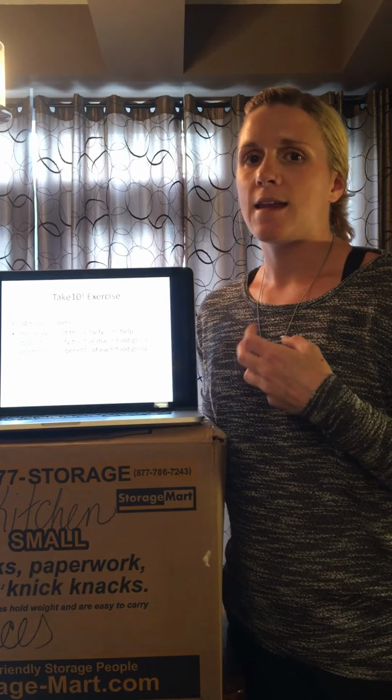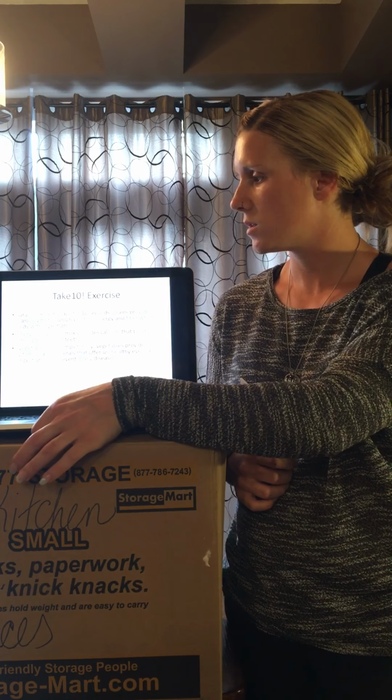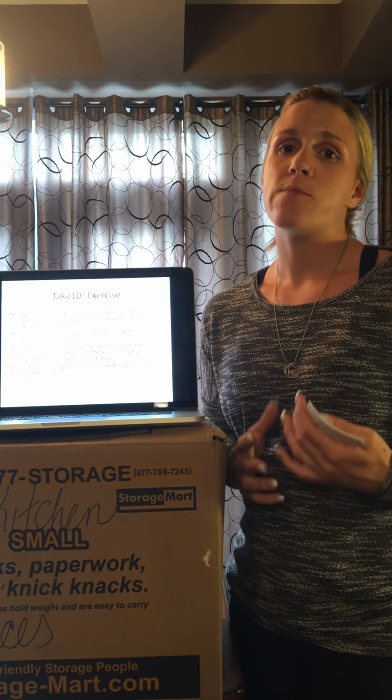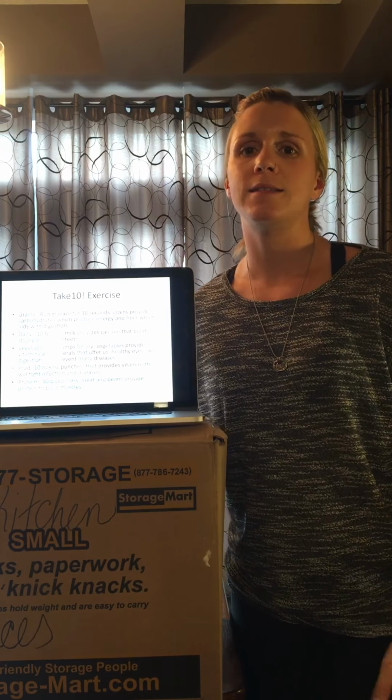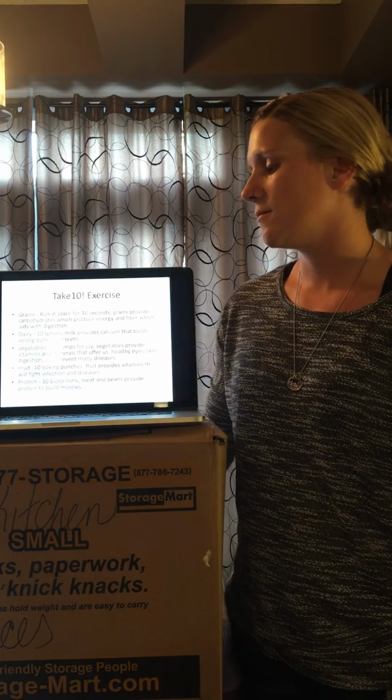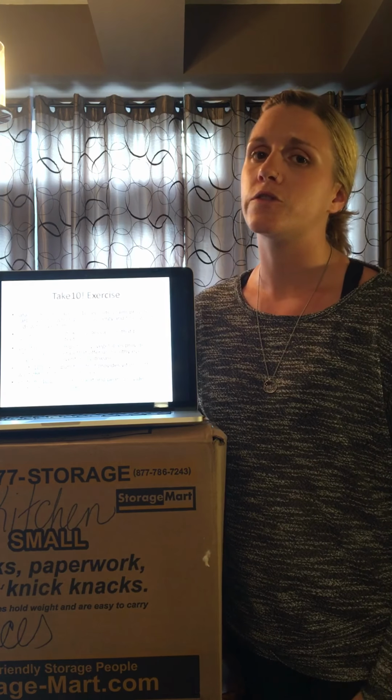Dairy, you're going to do 10 lunges because you have strong bones from the calcium that is provided by milk and other dairy products. Vegetables, 10 jumps for joy. Vegetables provide vitamins and minerals that offer us healthy eyes, skin, digestion, and prevent many diseases. Fruit, you're gonna do 10 boxing punches, and this is because fruit helps you fight disease. And protein, 10 bicep curls, because protein, meat and beans, etc., help us build strong muscles.